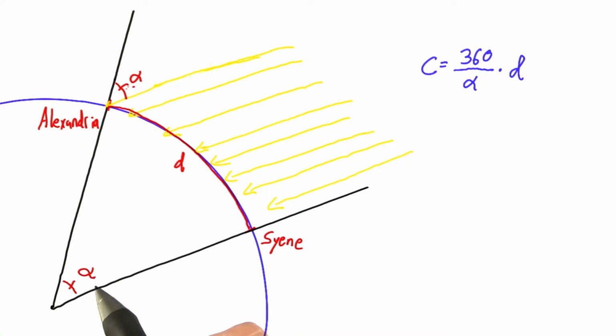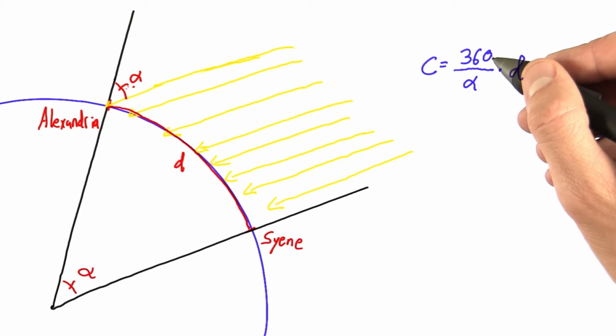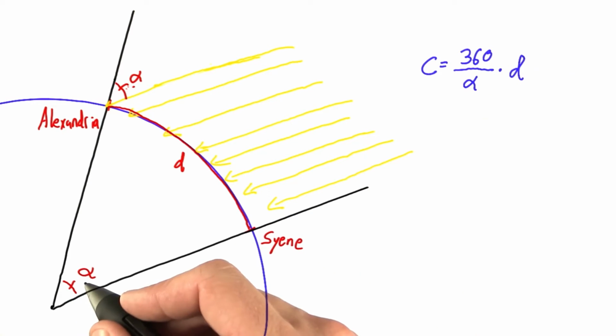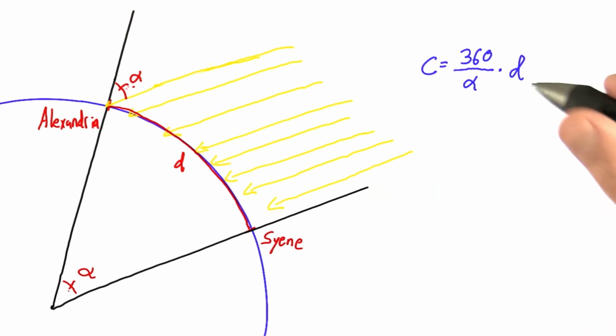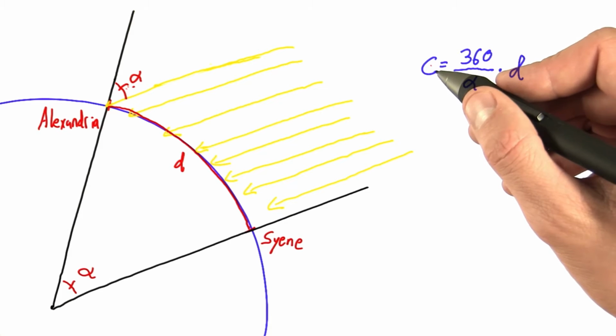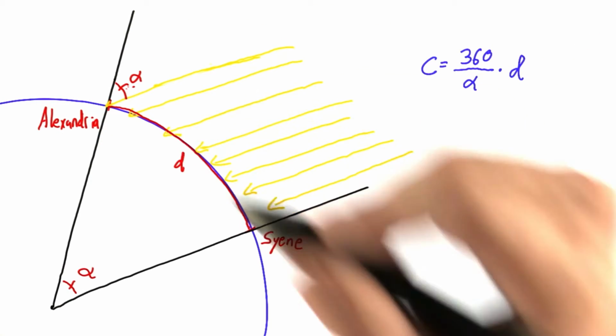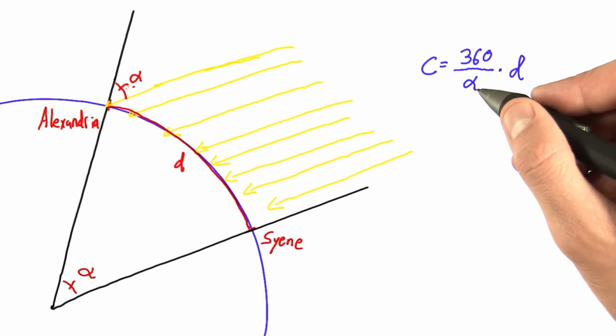We showed before that this must be equal to this angle, alpha, as well. And by comparing the full angular measure of a circle, 360 degrees, to this portion, alpha, we were able to find that if we knew d and we knew alpha, we could calculate the circumference of the Earth. We got d by timing a camel's distance from Syene to Alexandria. Now we just need to find alpha.